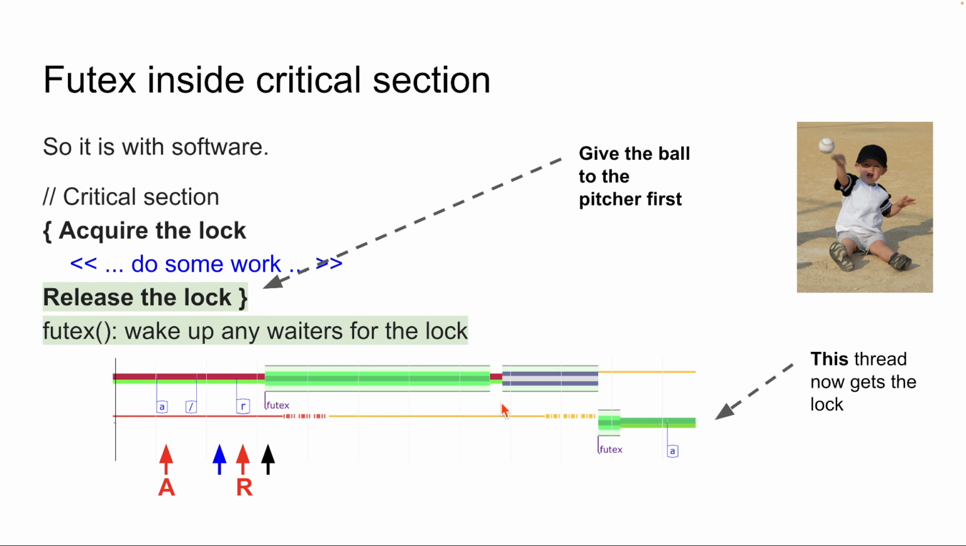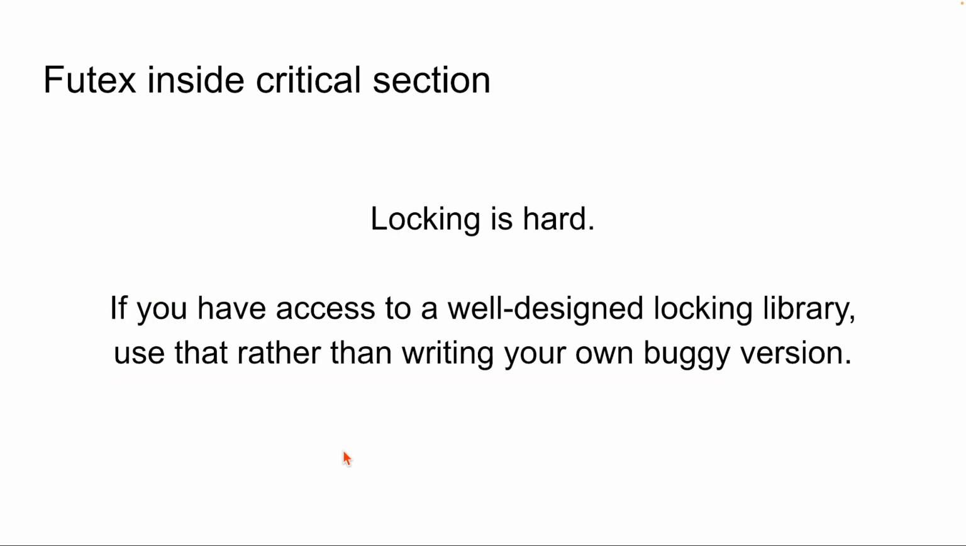Or you can get context switched after the Futex, or not context switched, but after the Futex, you can come around again and acquire the lock again, which we saw in episode 5. So locking is hard. And so if you have access to a well-designed locking library that avoids a lot of these pitfalls, use that rather than using or writing your own buggy version.